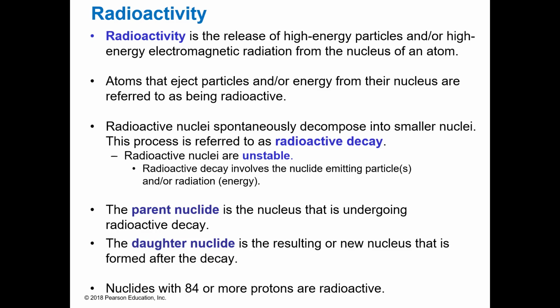Atoms that eject particles or energy from their nucleus are referred to as being radioactive. And then these radioactive nuclei spontaneously decompose. So they are getting smaller, and we refer to that as decay or radioactive decay because radioactive nuclei are unstable. And so in order to get to that lower energy level, that more stable area, they're going to be emitting particles or radiation so that they get to a lower energy level. The parent nuclide is the nucleus that is decaying, and then the daughter nuclide is what is resulting from that. Anything that has 84 or more protons is considered to be radioactive.